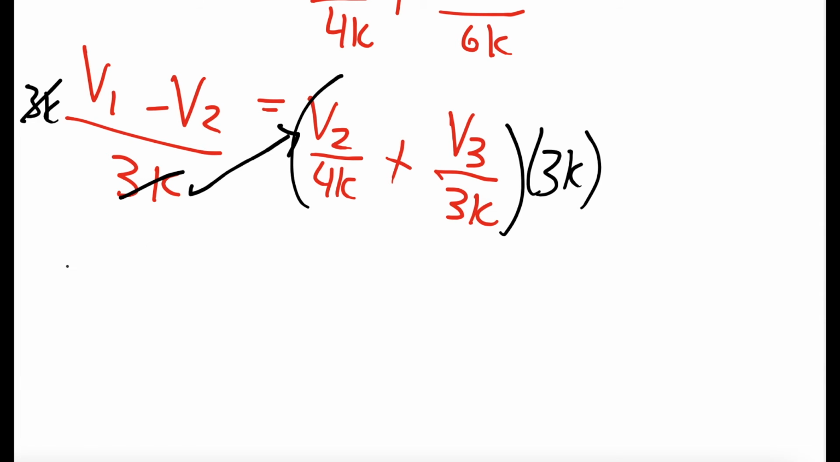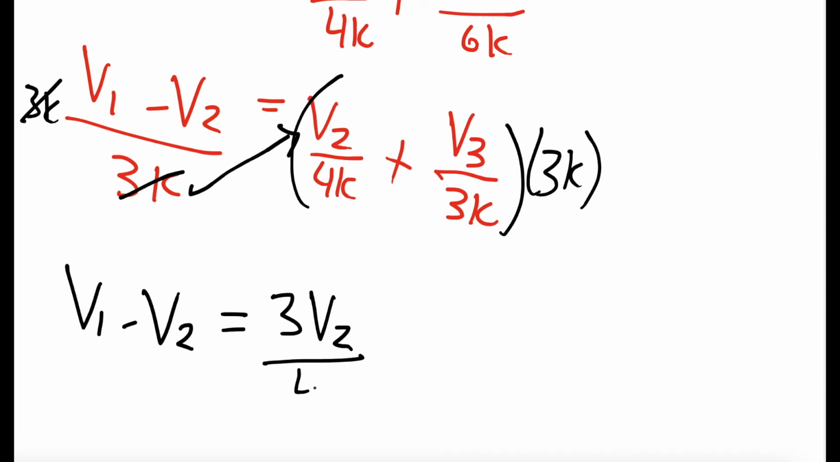So essentially what we get is V1 minus V2 is equal to, what's 3K times V2? So we get 3V2 over 4K, and then this 3K and this 3K cancel out, so it's just plus V3, right? So now we have V1 minus V2 is equal to 3V2 over 4K plus V3.